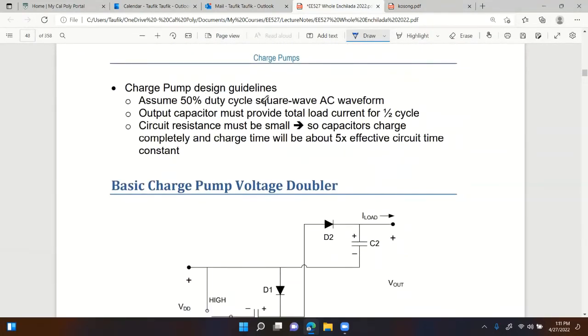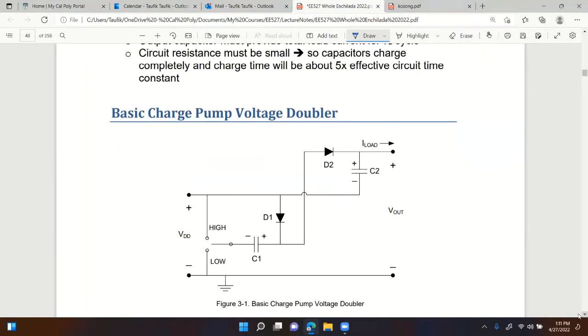Charge pump design guidelines. Assume a 50% duty cycle, square wave, AC waveform. The output capacitor must provide total load current for half of the cycle. Circuit resistance must be small so that capacitors charge completely, and charge time will be about 5 times the effective circuit time constant.